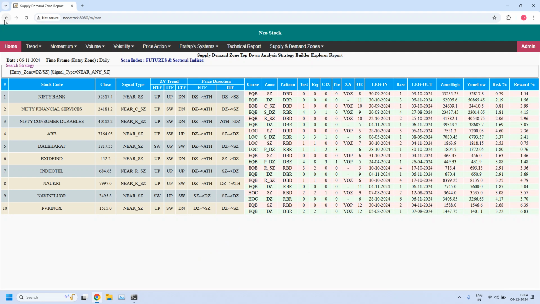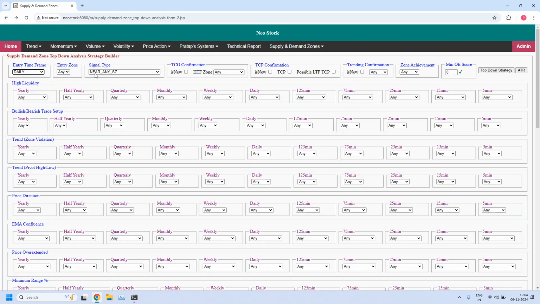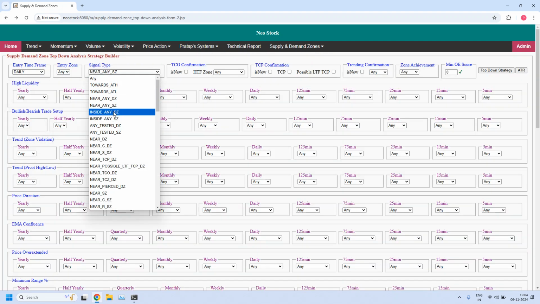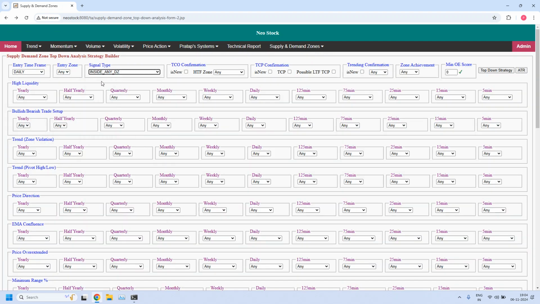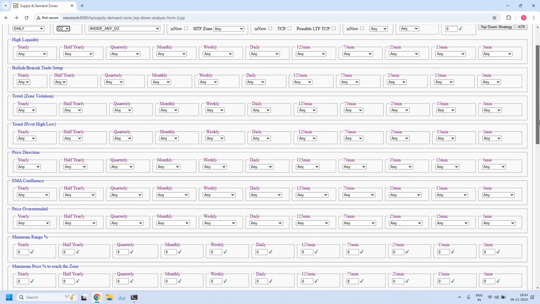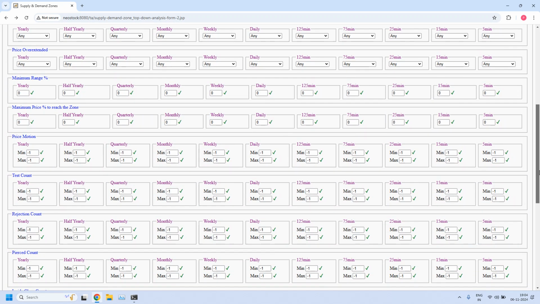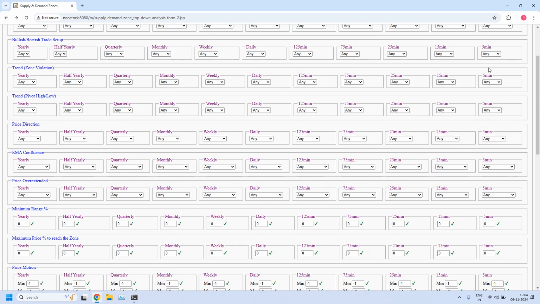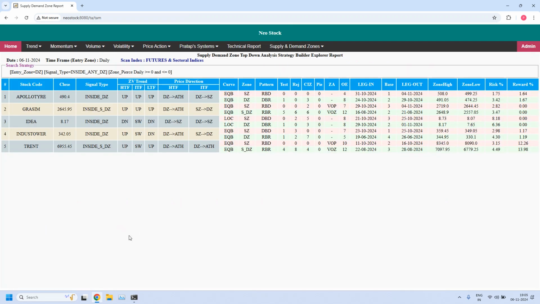Okay, next for daily time frame, let us find the stocks where price closed inside daily demand zone. These demand zones should not be pierced, daily demand zones. So in the pierced count at a daily time frame, minimum value I am setting 0, maximum value 0. That means zone is not pierced. We got 5 stocks, these 5 demand zones.